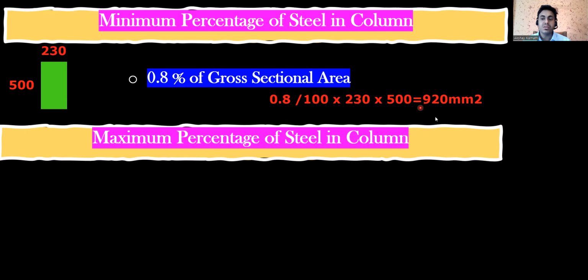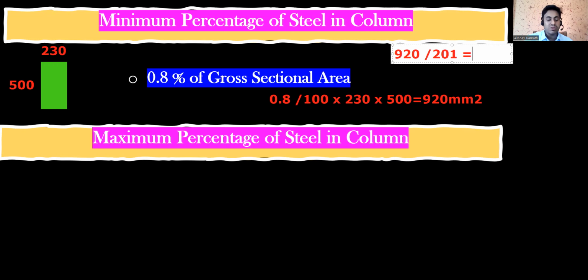So how do you decide this 920? Again, I have explained all these things in my construction methodology course, in the ETABS course and all. We know the diameter of one rebar. Let us say I take a 16 diameter bar. What is the area of a 16 diameter bar? The area of a 16 diameter bar is 201. What is the area I'm supposed to satisfy? 920. So what you're supposed to do? 920 divided by 201. Tell me how many bars you're going to get. If I divide by 201, I'm getting 4.5. So I can consider this to be 5 bars.